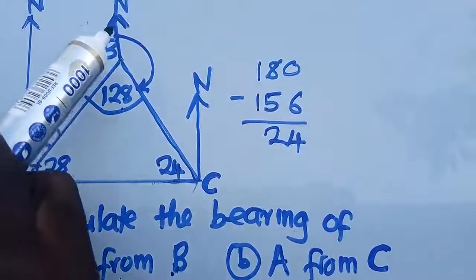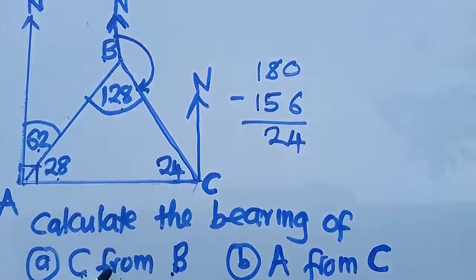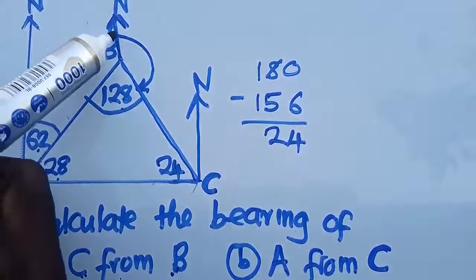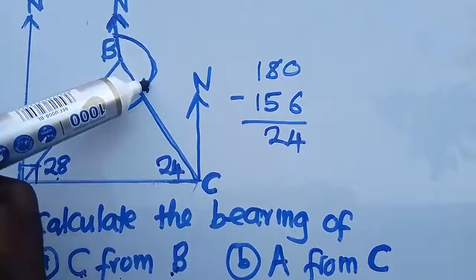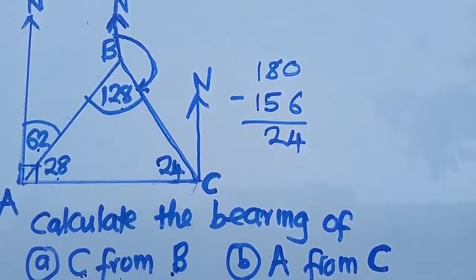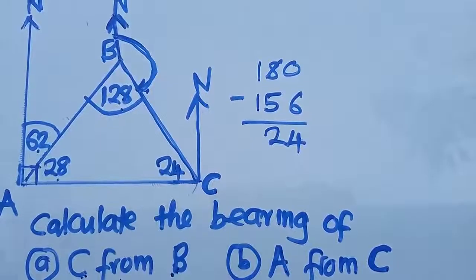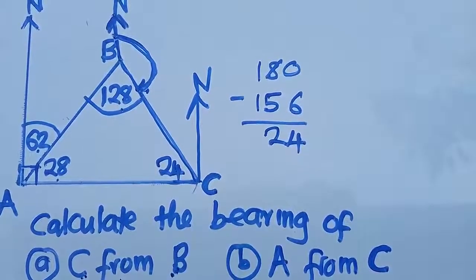So it is the angle that is there that you want to find. The bearing of C from B. B is here. You start from the north there, and you find C. So this is what you need to find. That is the angle that we want to find.